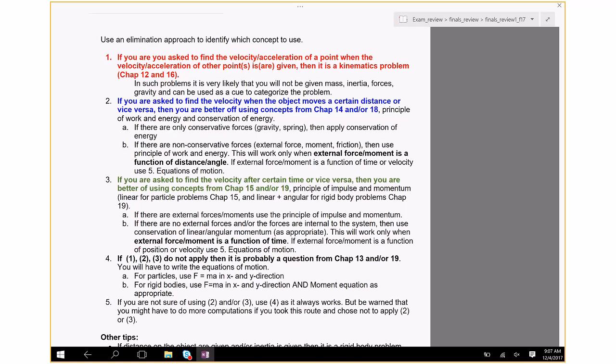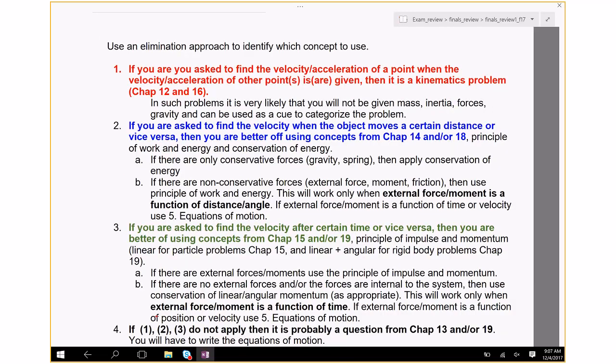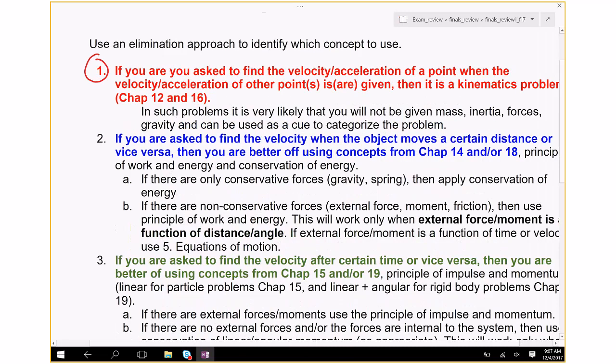So this is basically the algorithm I suggest if you're trying to solve a problem. It essentially follows an elimination approach. You start off figuring out if it's a kinematics problem, which is chapter 12 and 16. If not, then you try to identify if it's a problem where you can use conservation of energy, which is chapter 14 or 18. If that doesn't work out, then you figure out if it's a problem where you can use the principle of impulse and momentum.